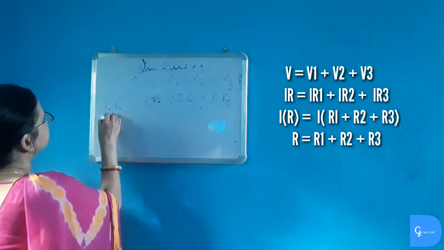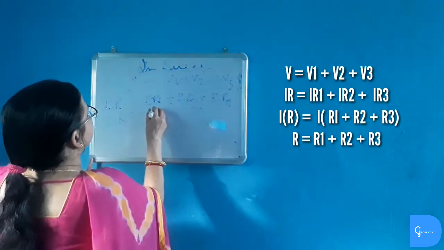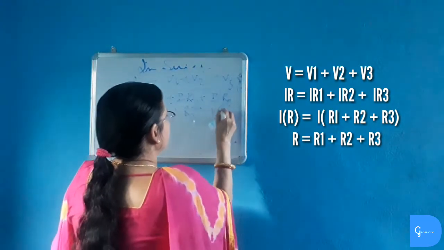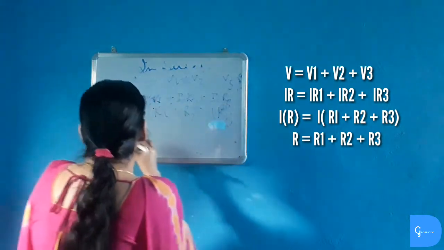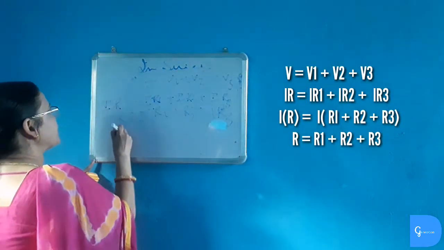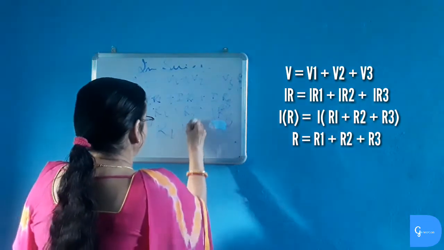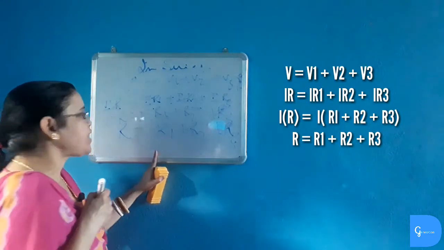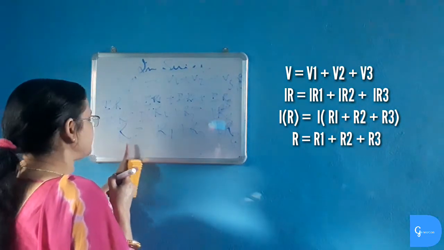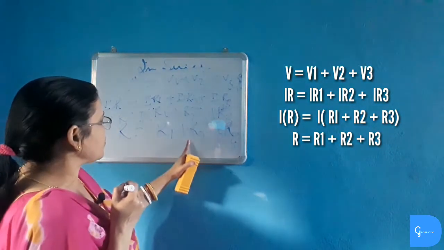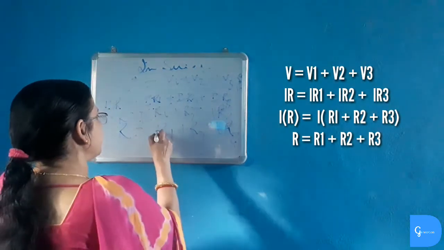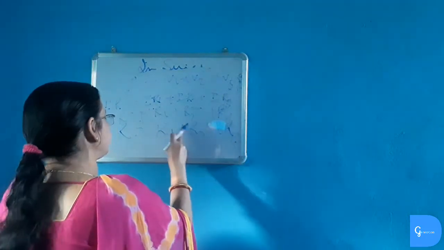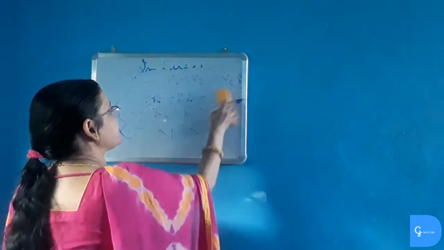Now IR is equal to I taken common, R1 plus R2 plus R3 and so on. So R is equal to R1 plus R2 plus R3. Thus, in series connection, we can say that the combined resistance R is equal to the sum of all the individual resistances connected together in series, that is R1, R2, R3 and so on. If we sum up all these resistances together, we get the combined resistance in series.